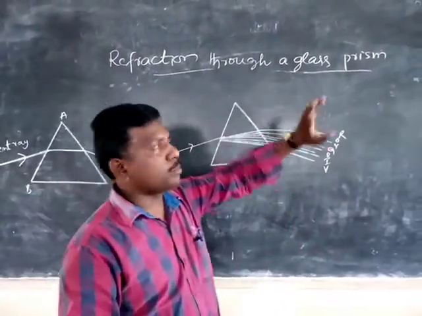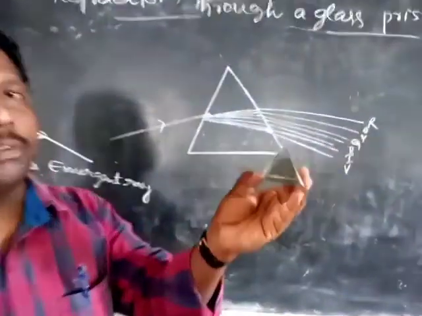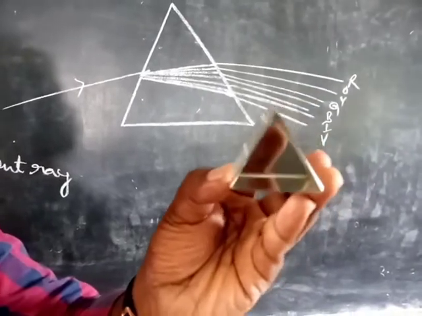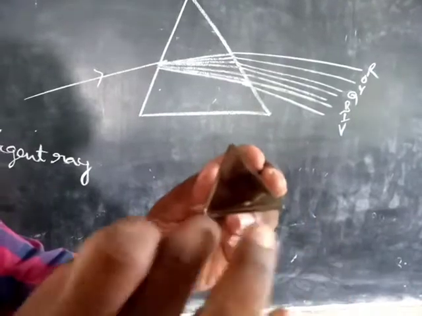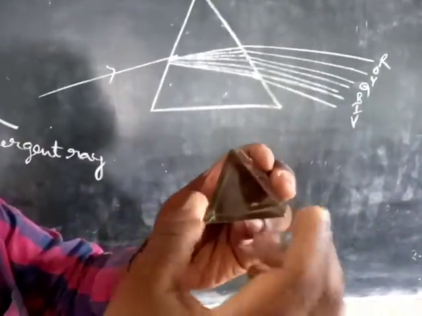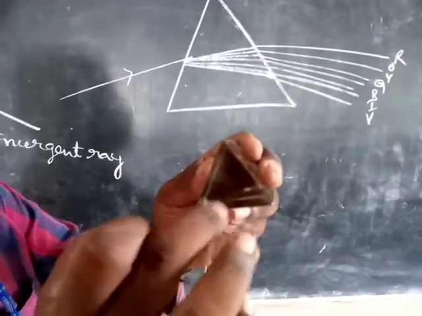Refraction through glass prism. See children, this is a triangular glass prism. Already in the earlier class, in the refraction part, you learned about the rectangular glass prism, but this is a triangular glass prism. As you can see, all these three sides are equal. This is an equilateral triangular prism. Here each angle will be 60 degrees.